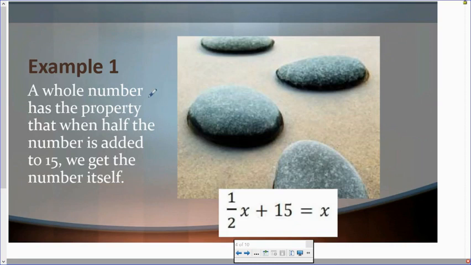Okay, so for my example 1, I have a whole number has the property that when half the number is added to 15, we get the number itself. So here I have half of that number added to 15, and then our result is the number itself. This example is exactly what we're going to be doing in this lesson, just translating statements into equations, mathematical symbols.